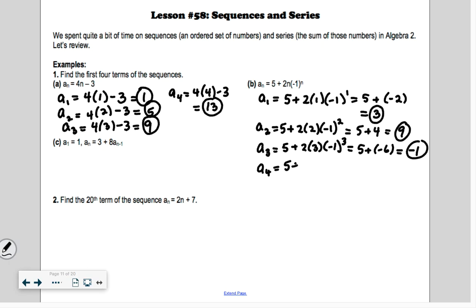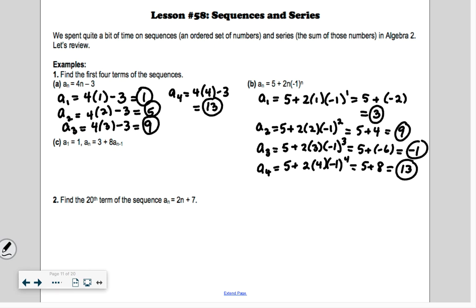And then the fourth term is 5 plus 2 times 4 times negative 1 to the 4. So negative 1 to the 4 is 1, so this becomes 5 plus 8, which is 13. Okay. And from there on, it will alternate, meaning it will go from positive to negative to positive to negative. But the first couple terms were positive in this case. Does that make sense? Okay.